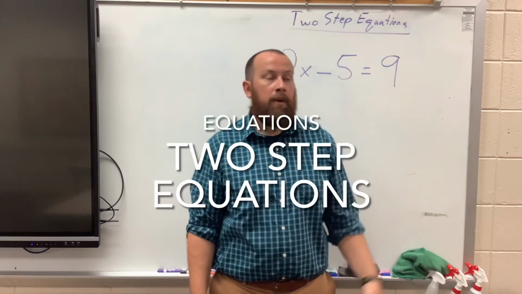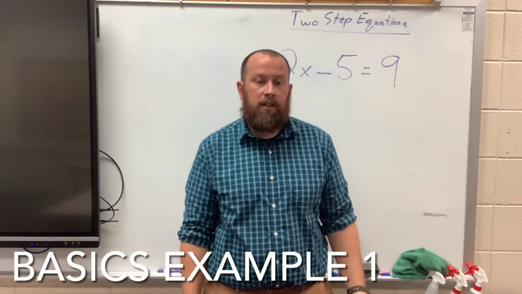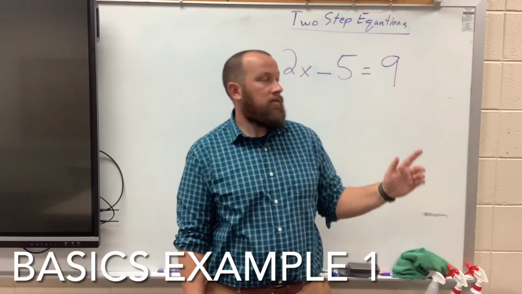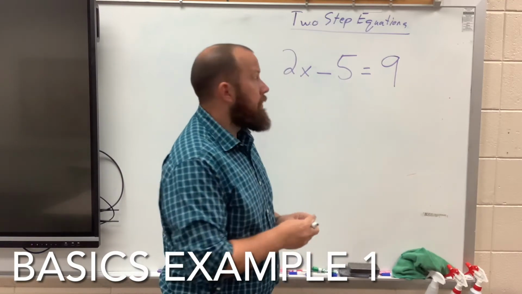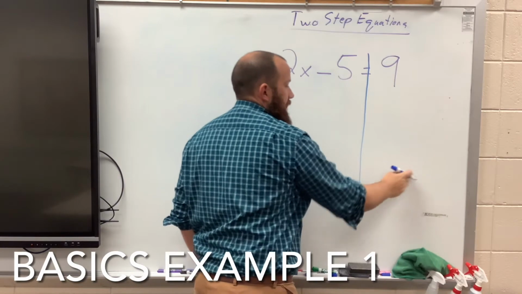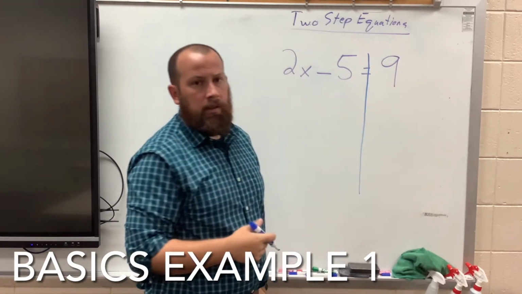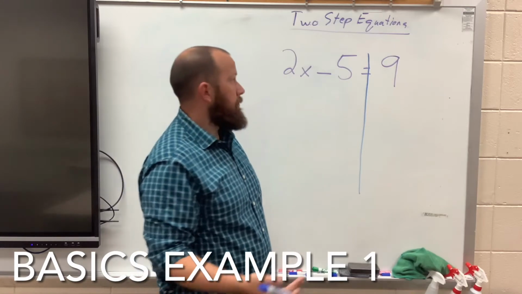Hello, today we're going to talk about two-step equations. All right, a two-step equation is just a one-step equation done twice in the same problem. We do it the same way. First thing you do is you make your wall. All right, anything that goes over this wall, you have to do the opposite operation to get it across.